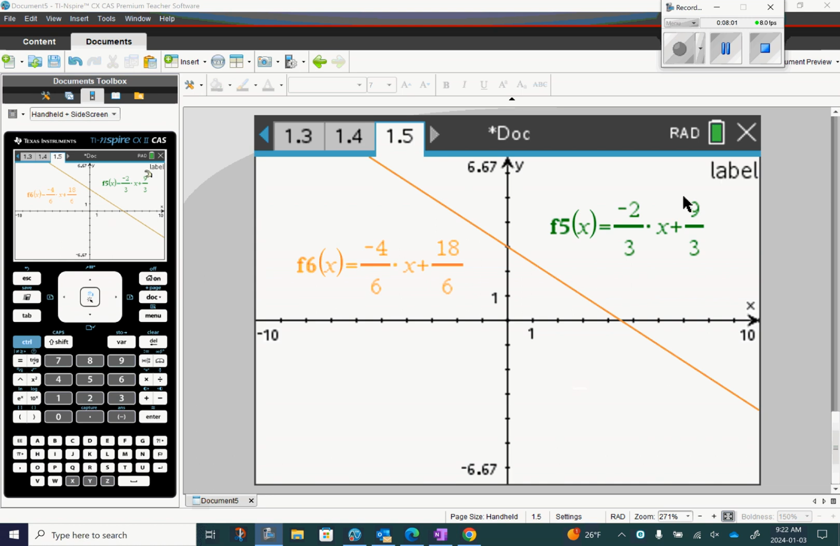For the first one, 9 over 3, we should reduce that down to 3. And for the second one here, 18 over 6, that reduces down to 3. They both have the same y-intercept. You don't see two different lines here because in this case, the one line is exactly on top of the other line. We say that this is a simultaneous solution.